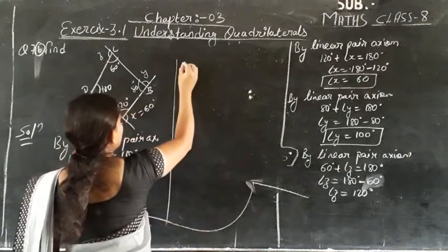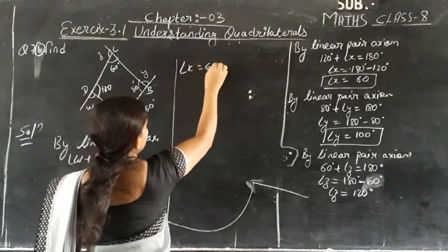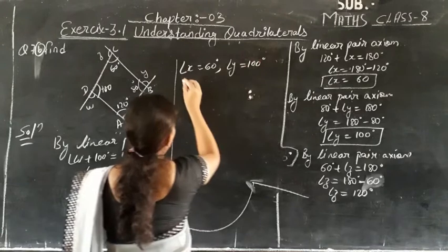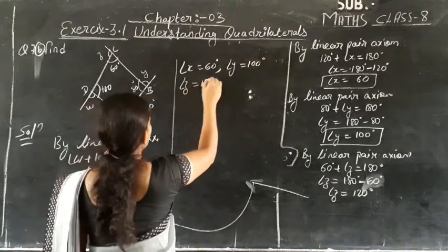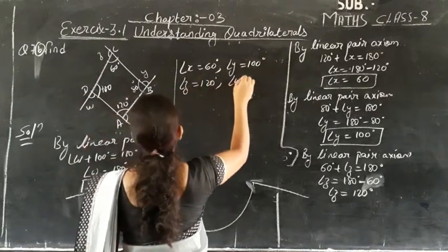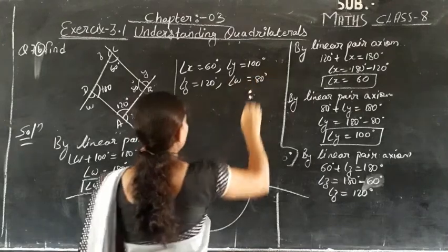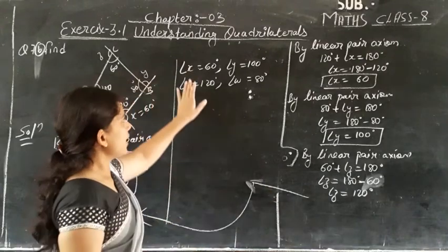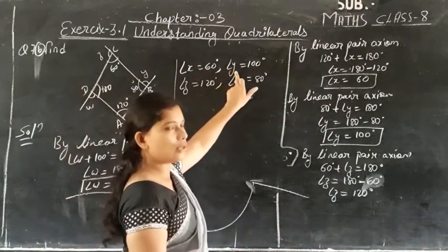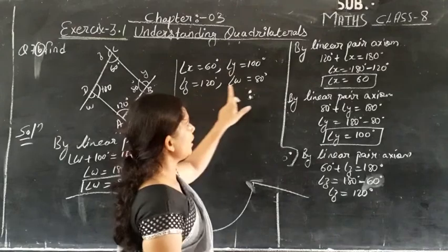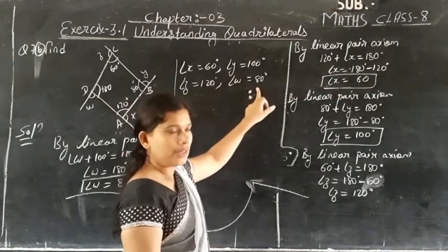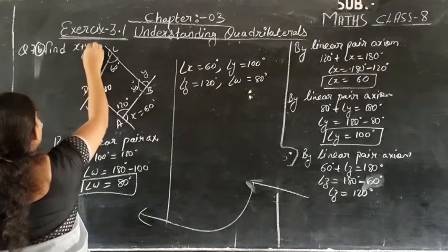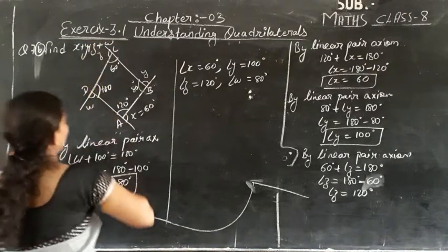Here we got angle x is equal to 60 degree, angle y is equal to 100 degree, angle z is equal to 120 degree, and angle w is equal to 80 degree. Here we have found all the four variables' values. Now what is the question? It said that you have to find x plus y plus z plus w. You have to find the value of this.